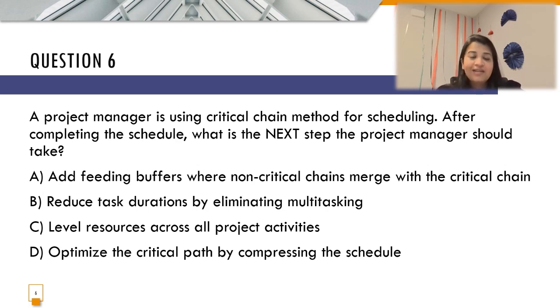Now here there is a confusion that is being created. We are discussing a chain, critical chain, not the critical path. So option D is not relevant to the given question. So the correct answer over here is going to be option A, which is to have buffers in place and make sure that we still deliver the project on the decided deadline.